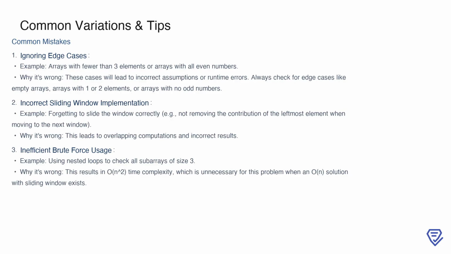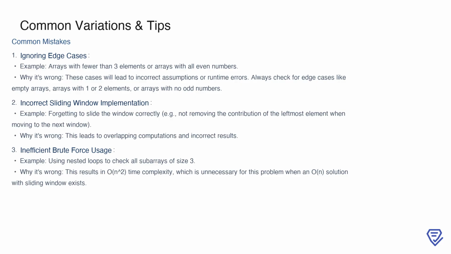For example, if you don't account for arrays with fewer than 3 elements or arrays with all even numbers, you might make incorrect assumptions or encounter runtime errors. Always handle special cases like empty arrays, arrays with only 1 or 2 elements, or arrays that contain no odd numbers at all.